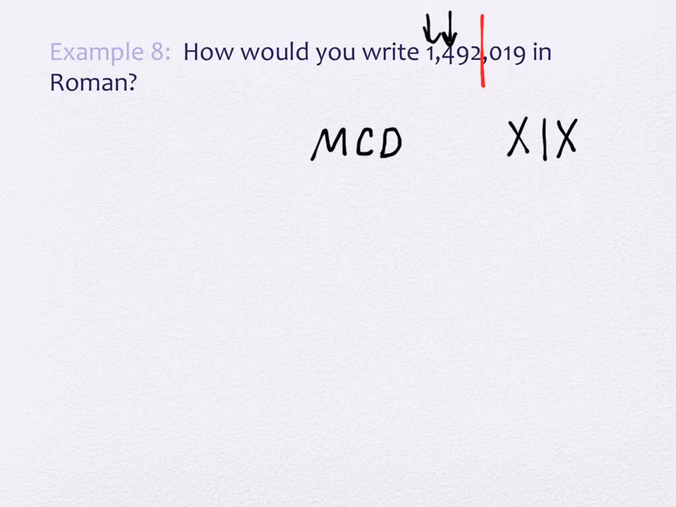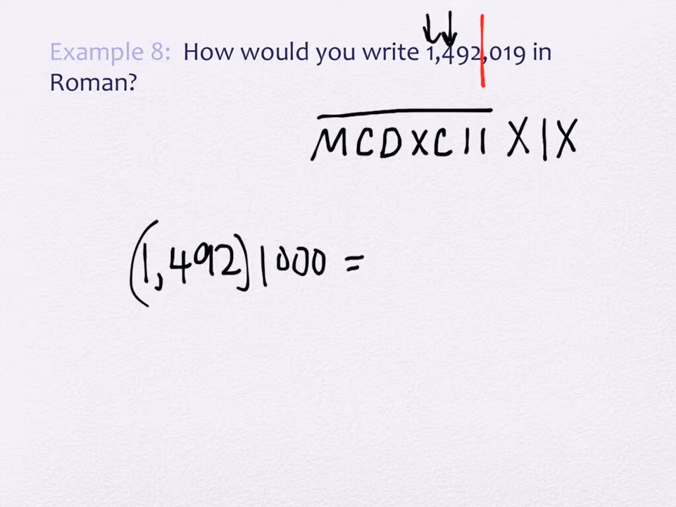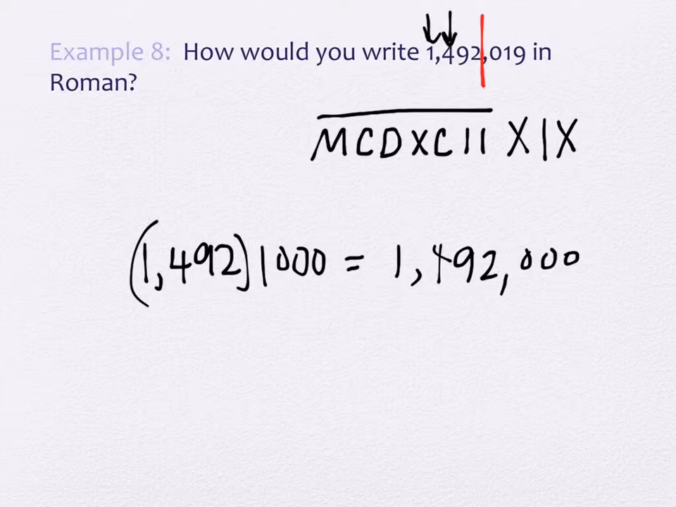90, the 9 there, the number 90. How do I get 90? X, C. We did that one already, right? X, C. And then how do I get the 2? I. But all of that value is really in the millions, right? So we do one bar actually over it. Because if I took 1,492 and I multiplied it by 1,000, I would end up with 1,492,000, which is exactly what I want it to be.